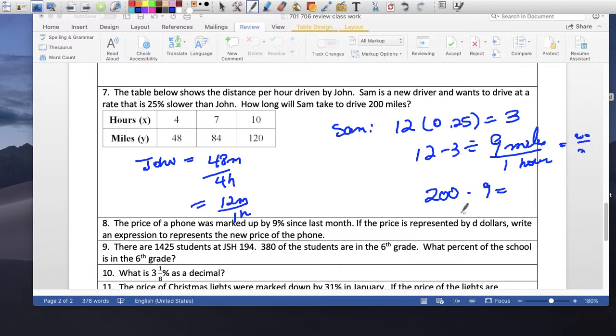So actually it's division here. I might multiply it, but it's 200 divided by 9. It's going to take him 22.22 hours. Right? So just be careful here. Instead of multiplying, it's a division problem.